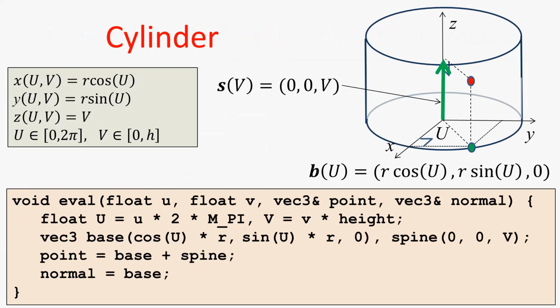Let us consider examples also with their C++ implementation. So we will implement an evaluation function that takes the two parameters u and v, and in this implementation we assume that these lowercase u and v parameters are always normalized, so they are in the unit interval. This will allow us to handle different surfaces uniformly. Inside the function, the unit intervals are scaled up according to the real domain of the parameters of the particular surface. Our first example is the cylinder.